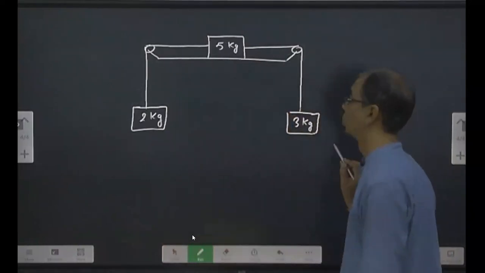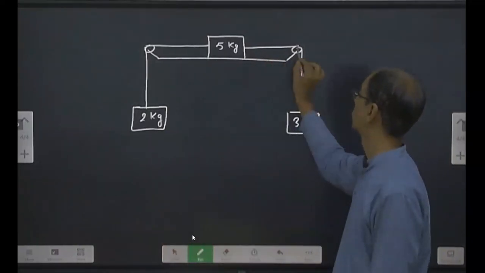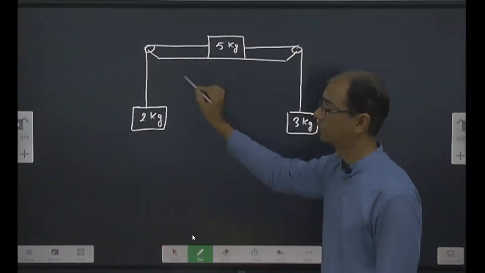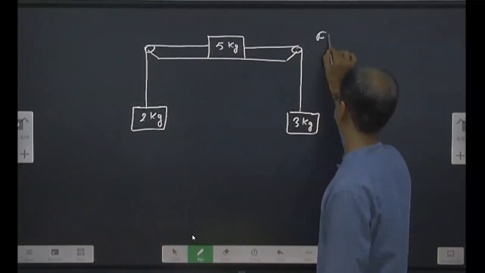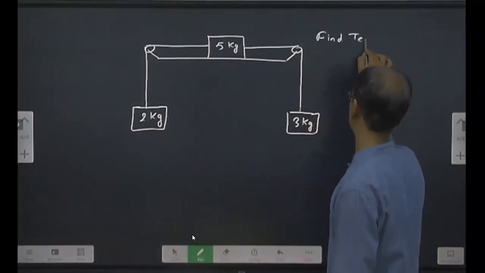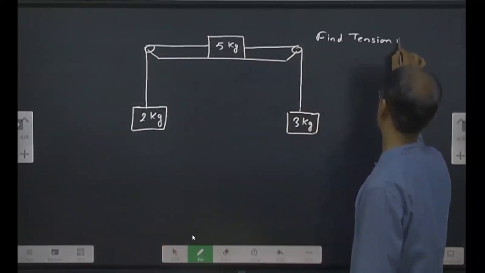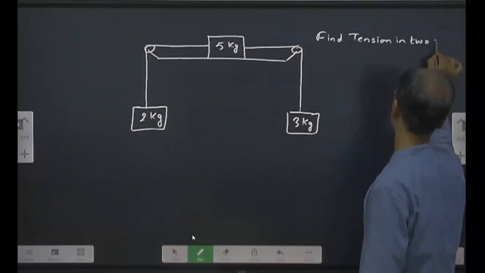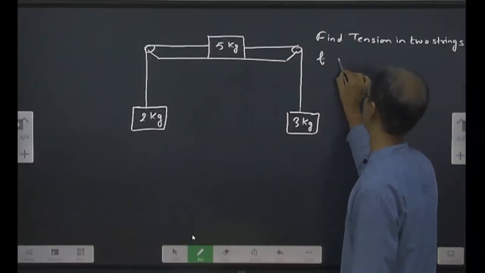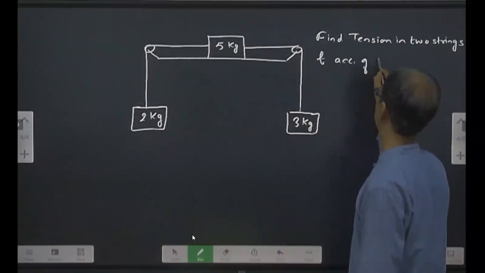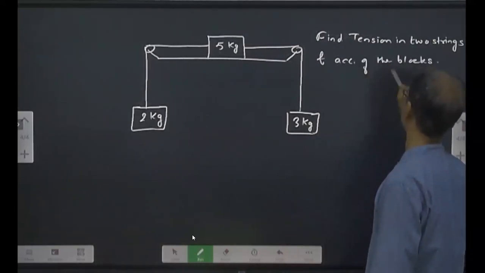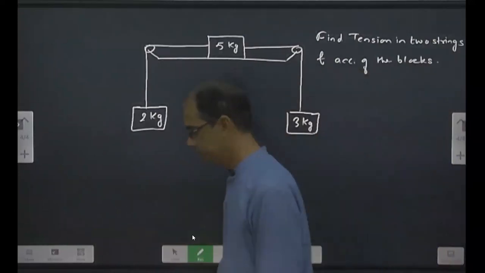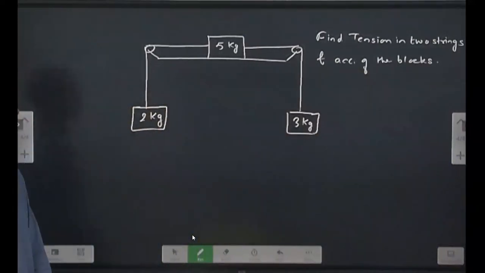Okay. 2 strings are there. What are the 2 strings? One is connected with 5 kg and 3 kg. Another one is 5 kg with 2 kg. So 2 strings. So find the tension in 2 strings and the acceleration of the system, or acceleration of the blocks. Okay. Make the diagram.